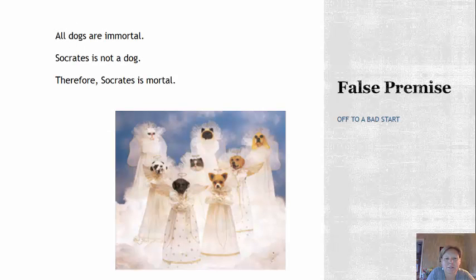This is a false premise. You're off to a bad start. So your argument may follow logically and may come to a good conclusion, but your initial premise is wrong. So in the classic example, all dogs are immortal. Socrates is not a dog. Therefore, Socrates is mortal. Obviously, the correct conclusion, good process in terms of the logic, but it began with a statement that simply, unfortunately, is not true. Okay.